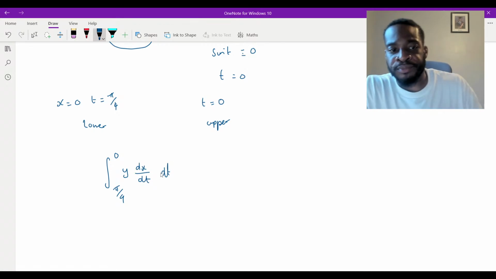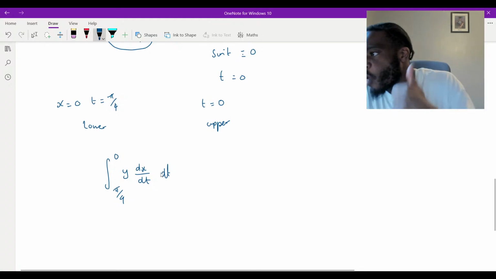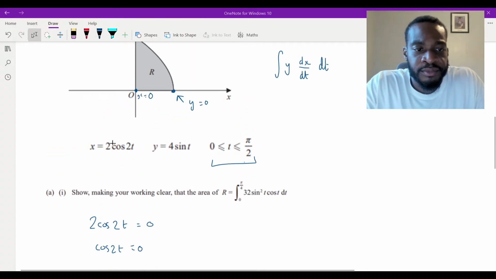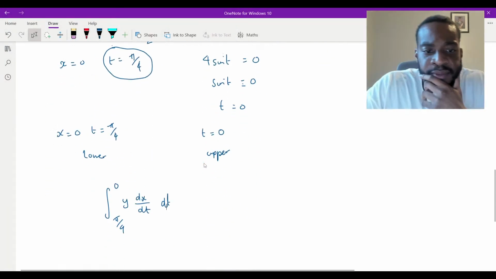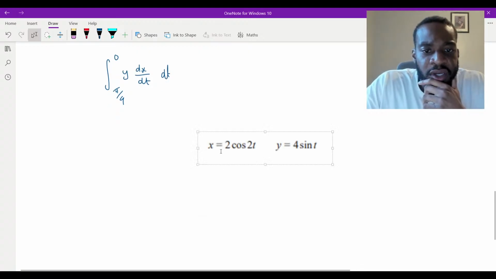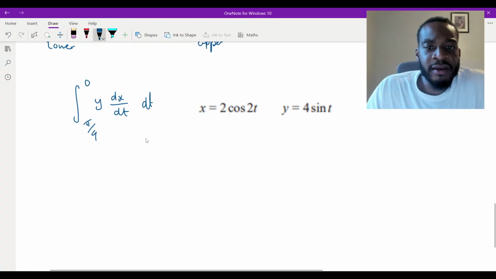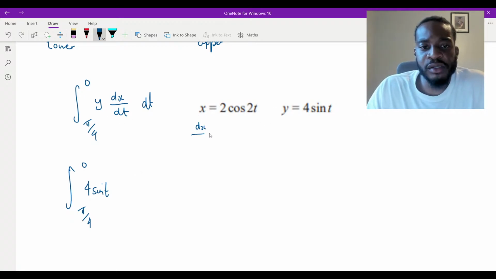So remember, this is the formula here. What is y? What is dx/dt? Let me grab these two and see what we get. So the limits are 0 and pi over 4. y is equal to 4 sine t. Now dx/dt: if x is equal to 2 cos 2t, how do we differentiate that? Well, that 2 is a constant, we can multiply by it. Differentiating cos goes to minus sine. It's going to be minus sine 2t.